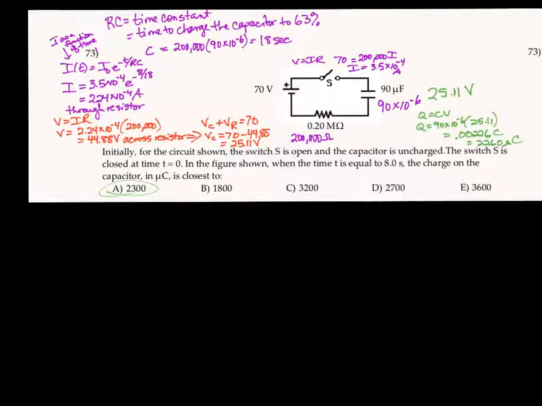All right. So one of the things we're looking at is this capacitor and how to get the charge on the capacitor. The only way to get the charge on the capacitor is Q equals CV. Okay? So we have Q equals CV. We know the capacitance, but we don't know the voltage. So now we need to find the voltage.